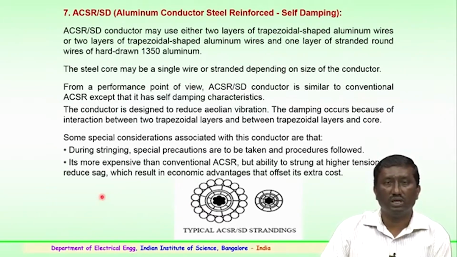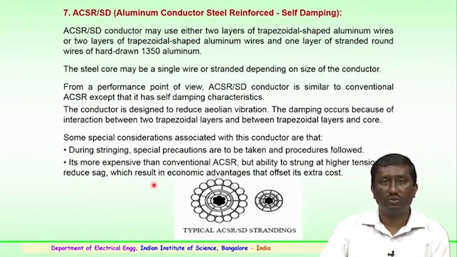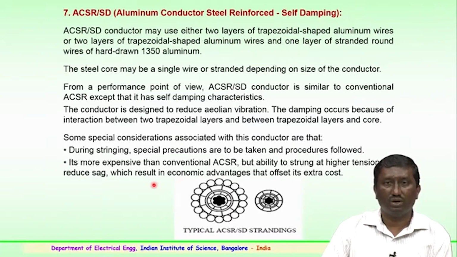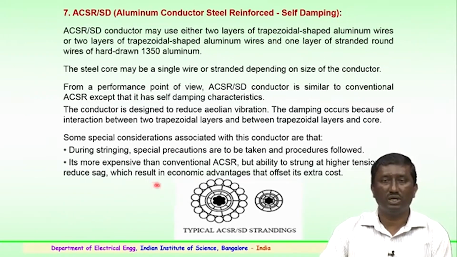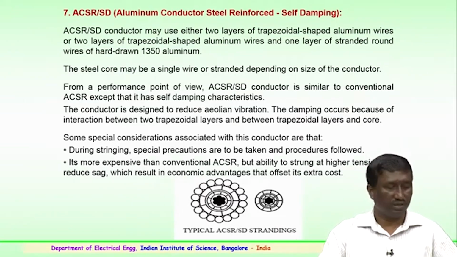This results in economic advantages that offset its extra cost, because as we say here it is slightly expensive, but because of its ability to reduce sag and also its properties where it could reduce the vibrations to an extent, this stands better in comparison to the ACSR conductor.